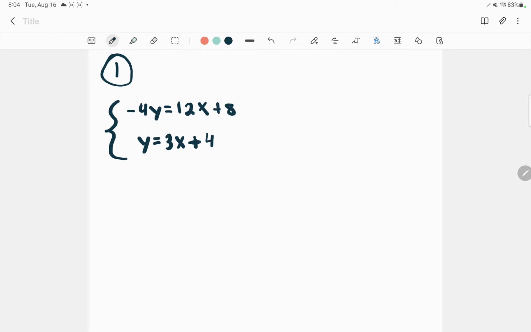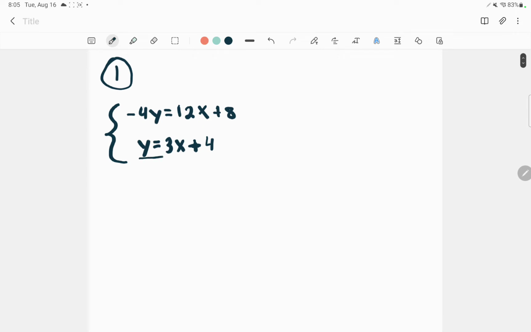So I'm going to repeat it again for you guys. It's going to be negative 4y equals 12x plus 8. And the other equation is going to be y equals 3x plus 4. Now, stop the video, try and do it yourself, and come back whenever you're done. So, at this point, you should have already worked the problem. So I'm going to show you what I would do.